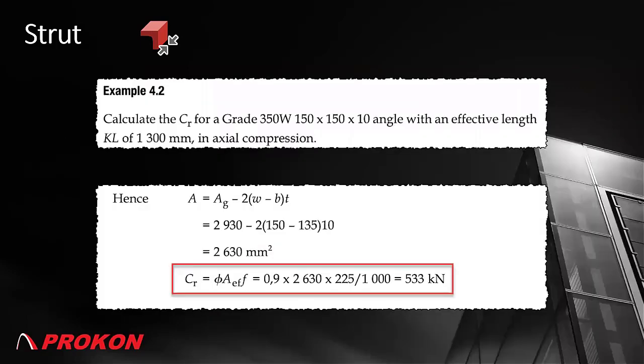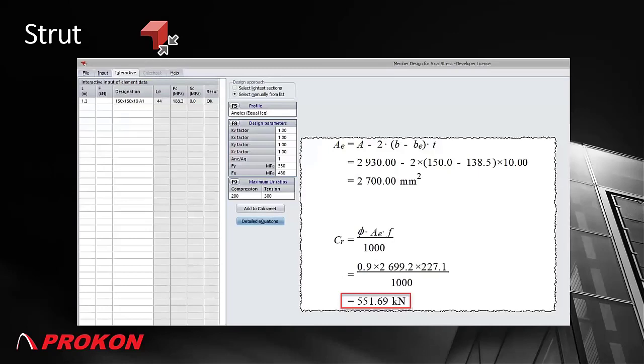The purpose of this example is to calculate the maximum capacity of a 150 by 10 equal angle. The example's result is a maximum compressive resistance of 533 kilonewtons. But according to STRAT's detailed equations, the maximum compressive resistance is 551 kilonewtons. This is a bit of a jump, and let's see why.